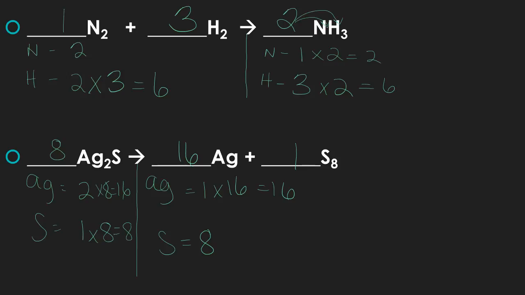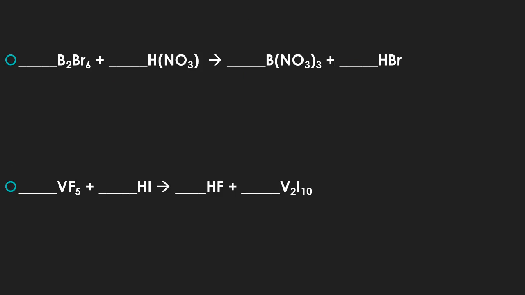Alright, hopefully you're kind of getting the hang of this. Let's do some more examples, then I'll let you do some on your own. Okay, these may look way more difficult, but I promise they're not. As long as you do the same process each time, one is no more difficult than the other. So we have B2Br6 plus HNO3 yields B(NO3)3 plus HBr.